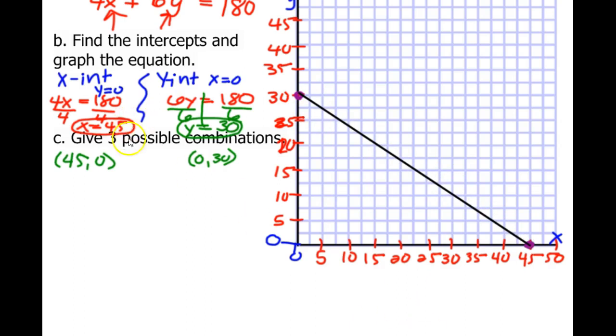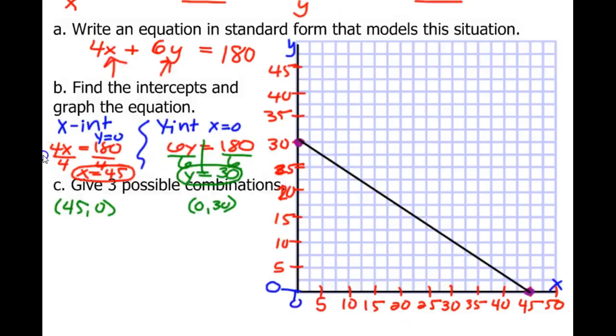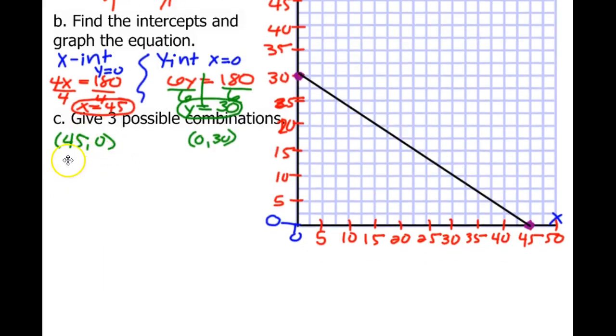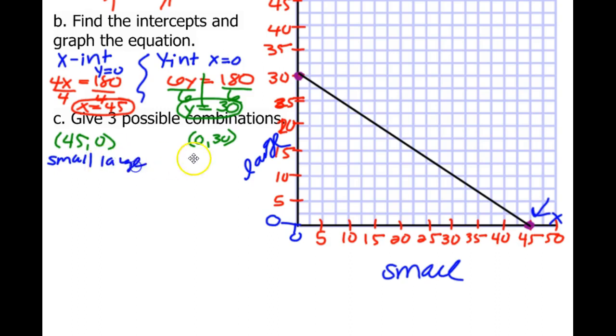And then it says give 3 possible combinations of small and large tables. Well, this is one combination, 45, 0, because x is the number of small tables and y is the number of large tables. So this would be 45 small and 0 large. This is also a combination, 0, 30. There would be 0 small and 30 large.